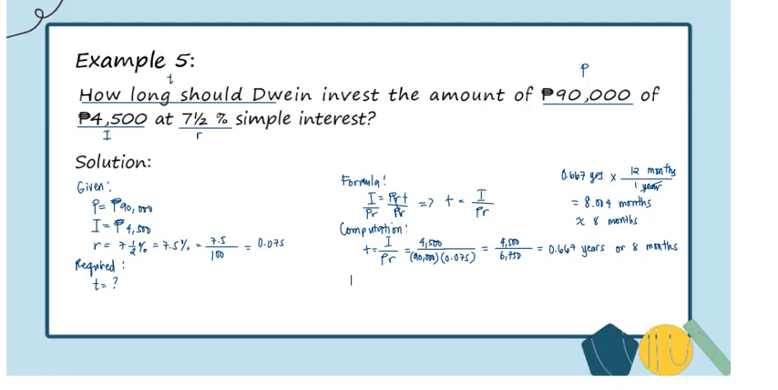So you could say Dwayne should invest the money in 0.667 years. You could use that, or you could say 8 months, to have a simple interest of 4,500 pesos. So, i-complete na lang nyo yung statement.